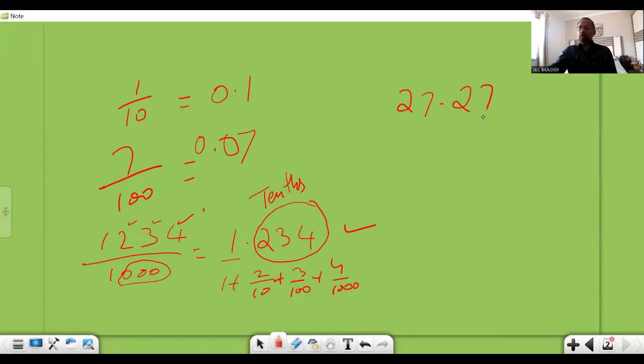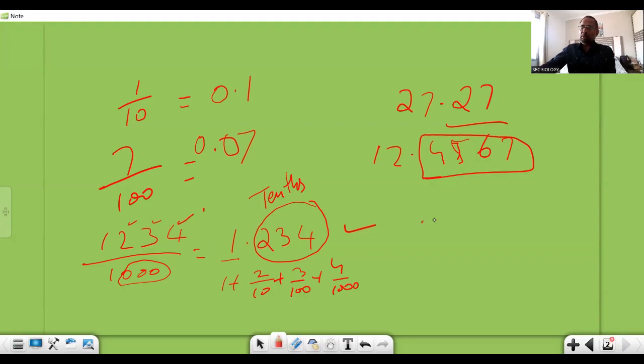After the decimal, how many places are there? In 27.27, 2 decimal places. Dear children, please listen to me. Now 12.4567. Tell me how many decimal places here. Here, after the decimal, there are 4 decimal places.